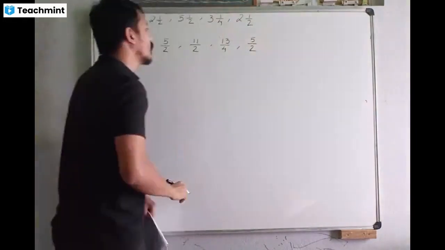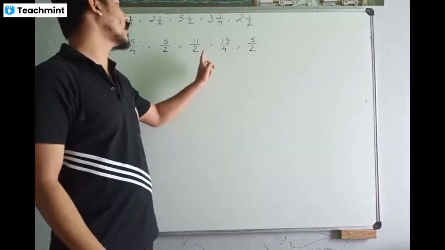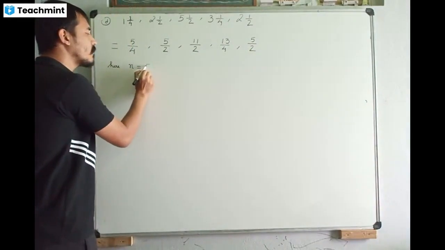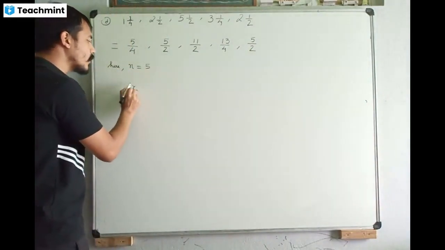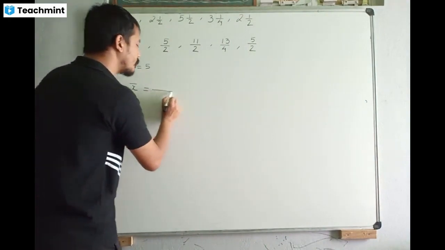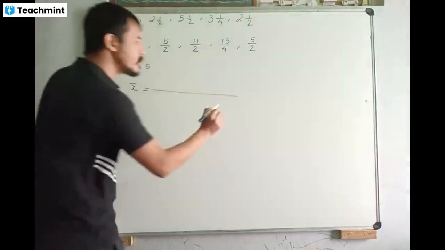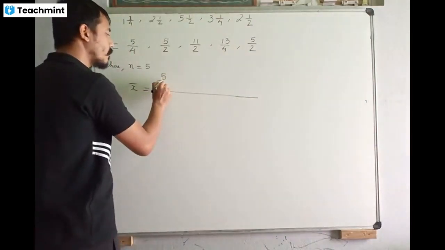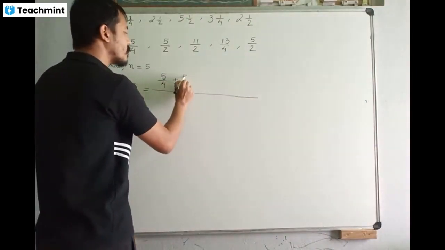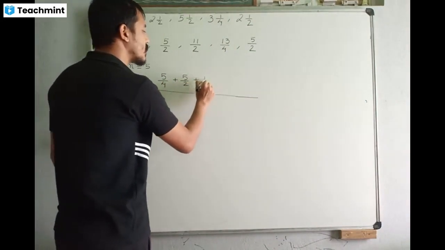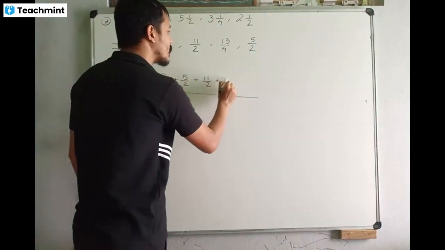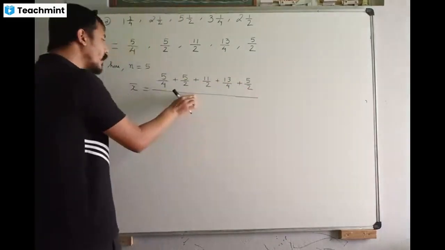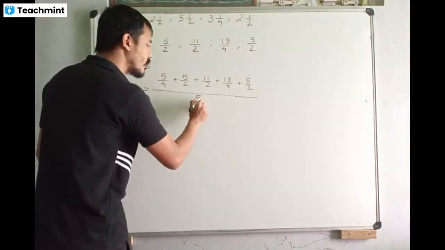Denominator is 2. So in this series, we have altogether 5 items. So here your number of items is 5. Now the arithmetic mean will be given by the formula: sum of all the items in this series divided by the number of items. So 5 upon 4 plus 5 upon 2 plus 11 upon 2 plus 13 upon 4 plus 5 upon 2 divided by the number of items, that is 5.